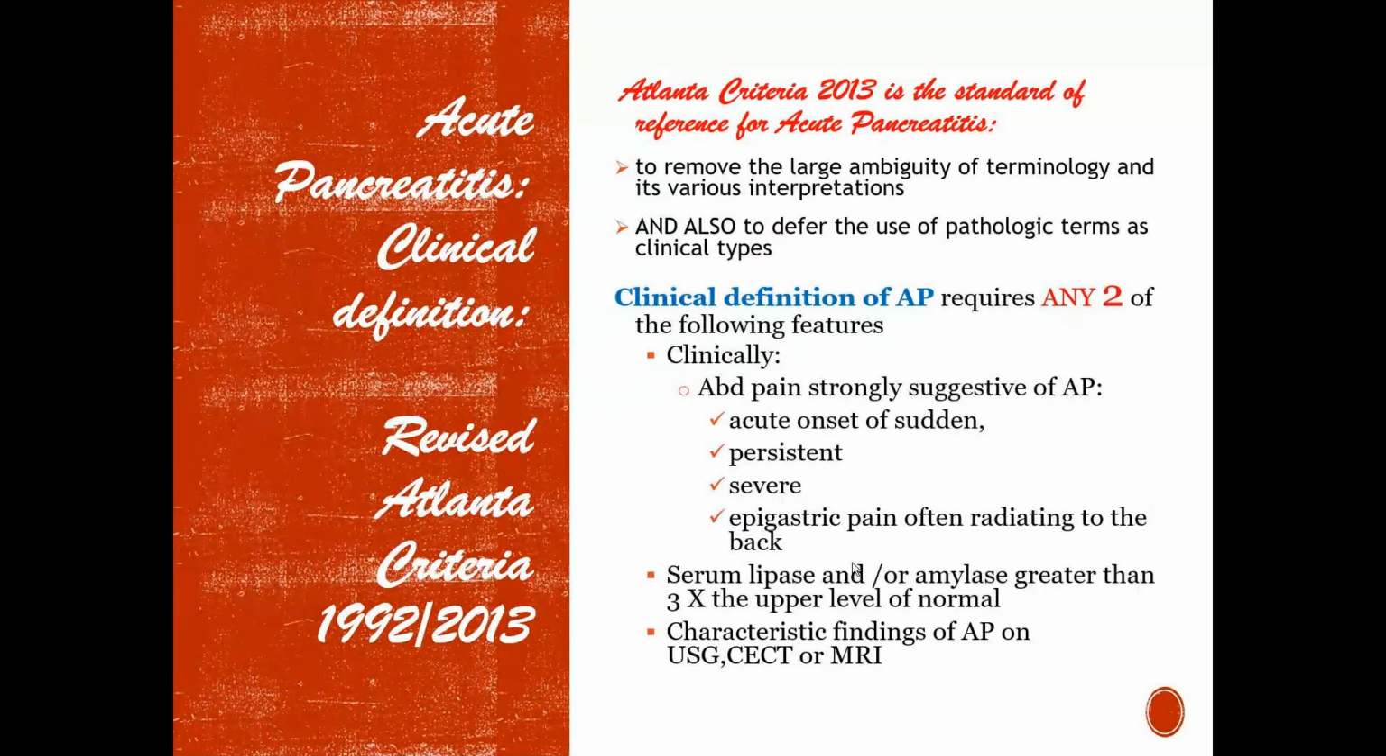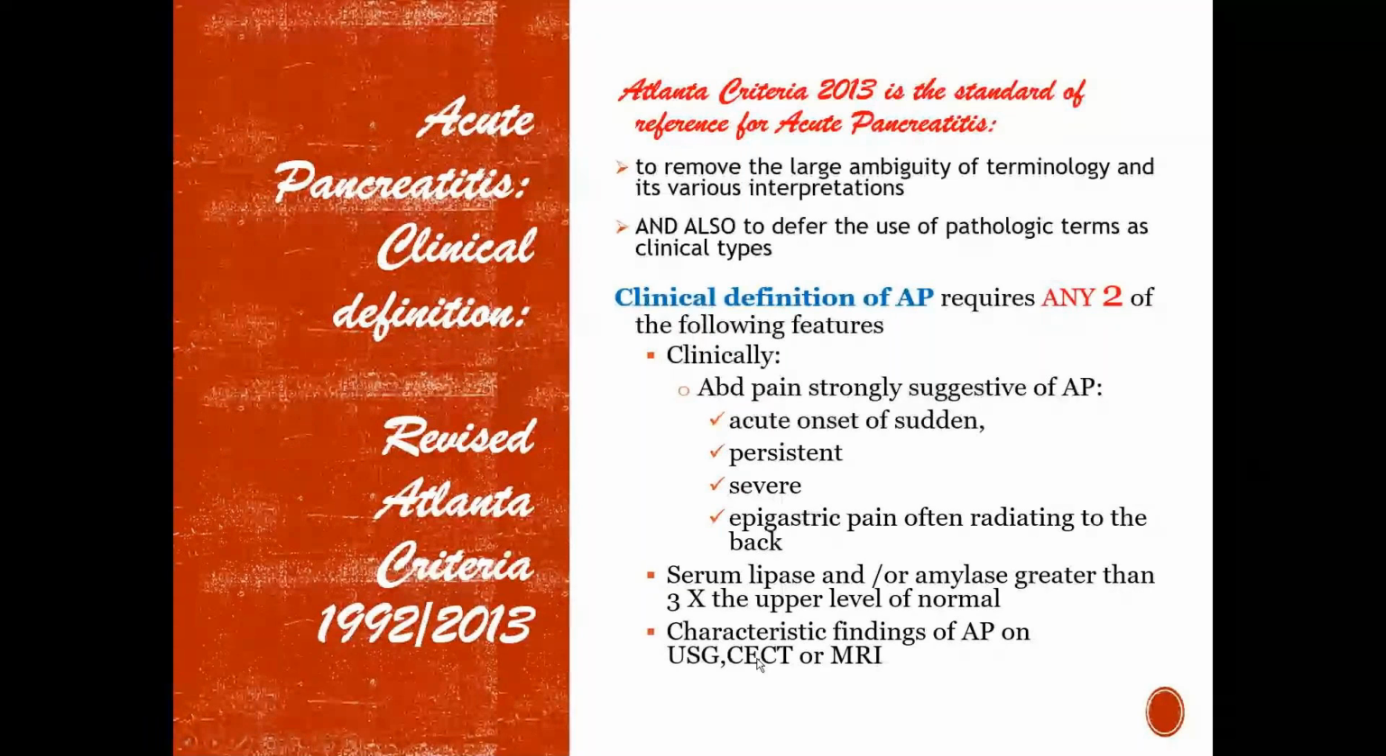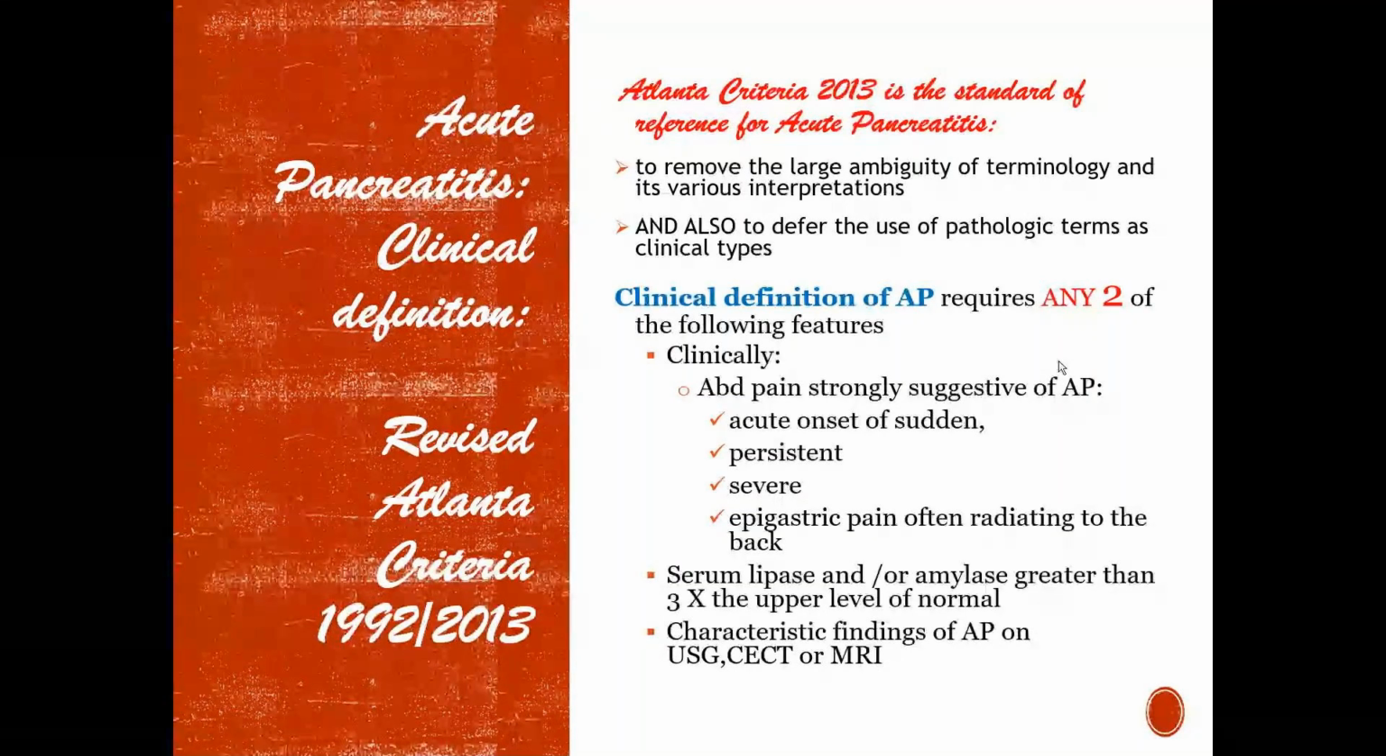The second thing is a serum lipase and/or amylase greater than 3 times the upper limit of normal. And number three is a characteristic finding of acute pancreatitis on an ultrasound, or a contrast-enhanced CT or MRI. That means basically imaging. So if any two of these are positive, then it is clinically defined acute pancreatitis. That was the revised Atlanta criteria 2013. That is how they define acute pancreatitis.